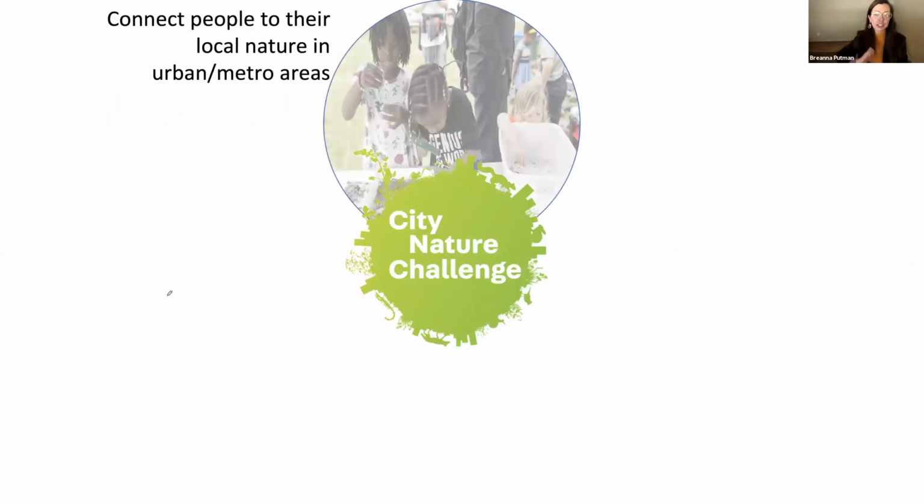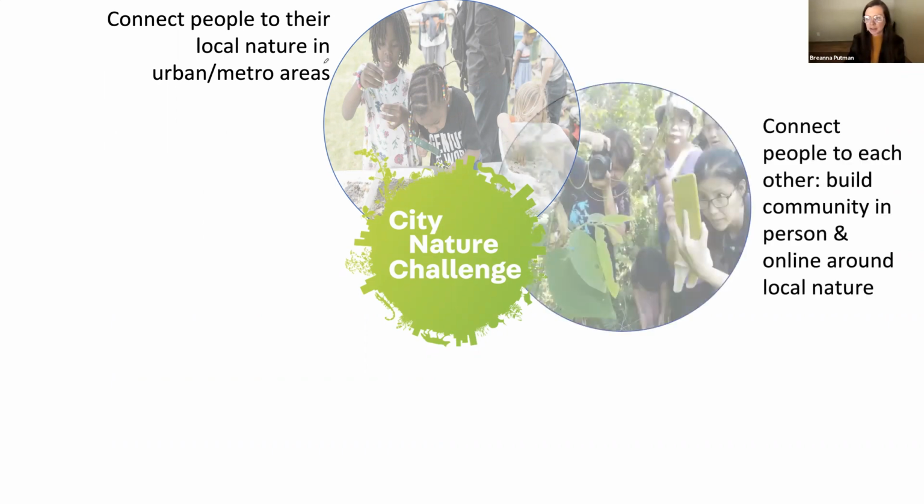The City Nature Challenge has several overlapping goals. Number 1 is to connect people with local nature, especially in areas that maybe we don't view as being natural, such as urban and metro regions. It also brings people together because you become part of an online community of naturalists from around the world. So it's a great way to build community in whatever region you're in.